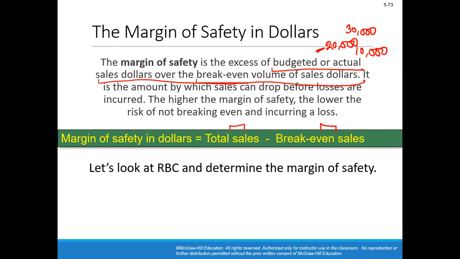And you can think of what would happen in the case of individual B. So what does it indicate? It indicates how much of my sales can drop before I am going to incur losses. Again, the higher the margin of safety, the lower the risk that you will not reach break-even, or that you are going to incur loss.